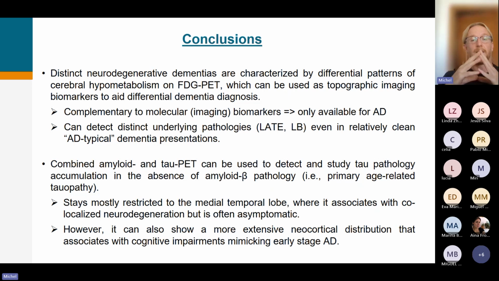However, in some cases, it can show more extensive neocortical distribution, which then also associates with cognitive impairments that may mimic early stages of AD, so amnestic MCI, or even an amnestic predominant early dementia syndrome. And using these imaging technologies, we can follow patients longitudinally, we can have access to much wider cohorts, and so one of the next steps will be to find out what are possible genetic or other driving factors that can drive progression of tau pathology even in the absence of amyloid.